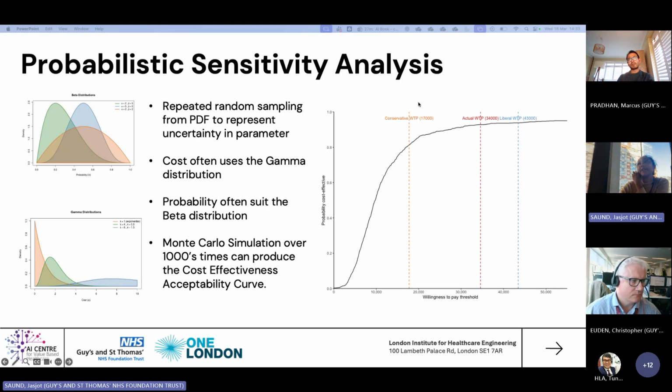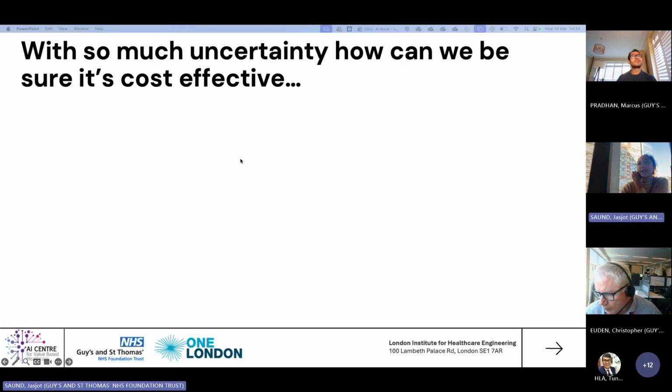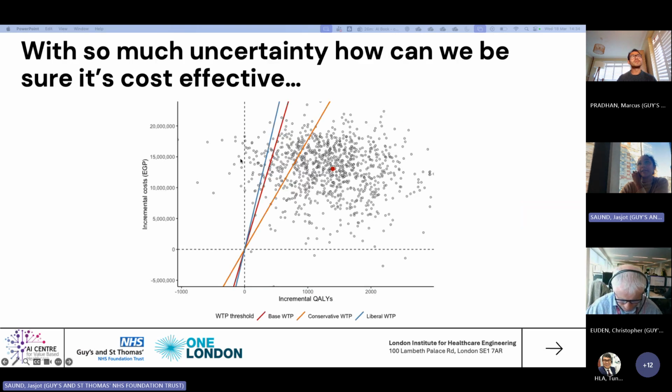And so yeah, you can model different willingness to pay thresholds just to show that it really does depend on how we value health. So by setting this threshold higher, it's a massive change to what will happen.